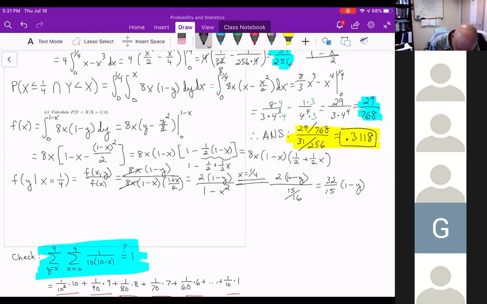And so it's at this point I would say, okay, so the probability that y is less than x, given that x is 1/4. Since x is a 4th, that means we want the probability that y is less than a 4th, which means we want to integrate from 0 up to 1/4, 32/15, 1 minus y.